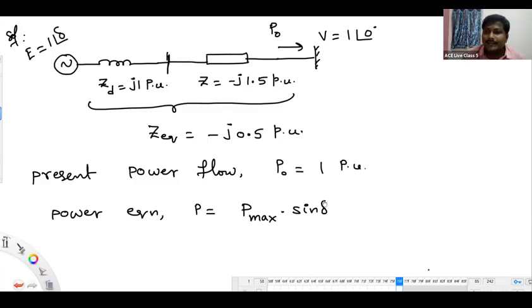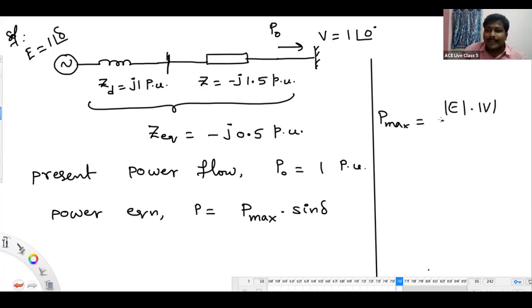What is the P max equation here? Can anybody tell me? What is the maximum power transfer equation in this case? P maximum value is nothing but mod E into mod V by equivalent transfer reactance between these two sources. What is E value given? 1. V value 1. Okay. What is X equivalent value? Minus 0.5 we should substitute, including the sign.